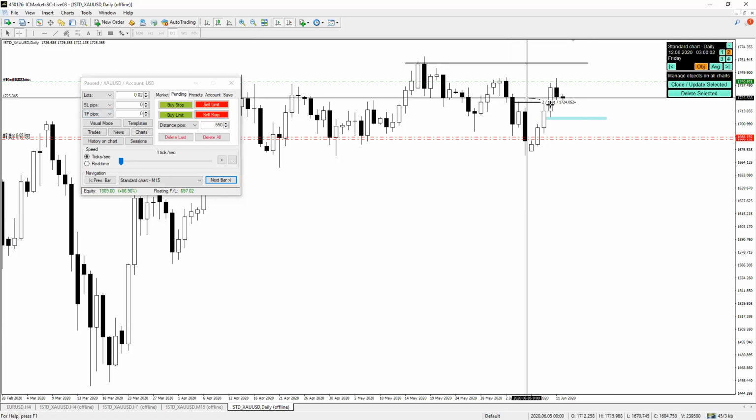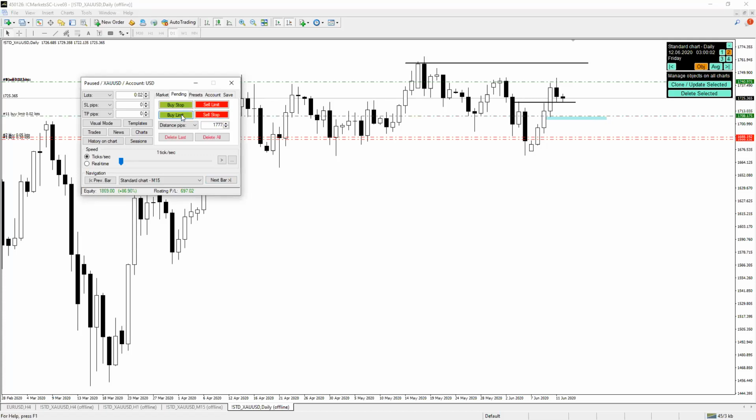So that is 1777. So we'll have our buy limits from that point. So anything from that point. So we're using the liquidity from the sells to push to the buys.